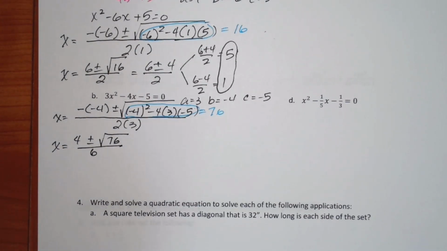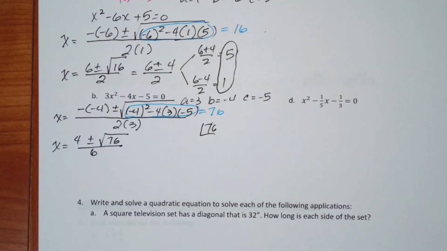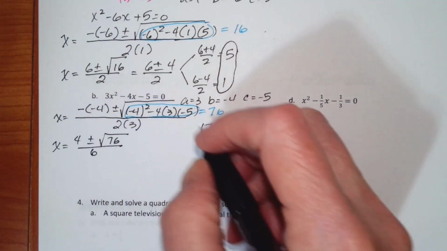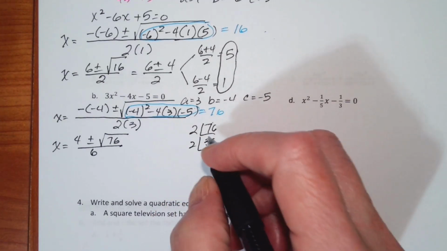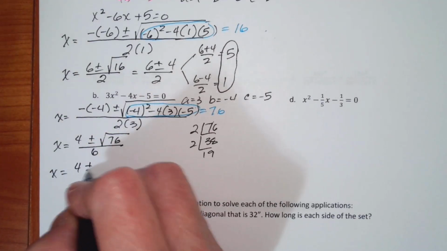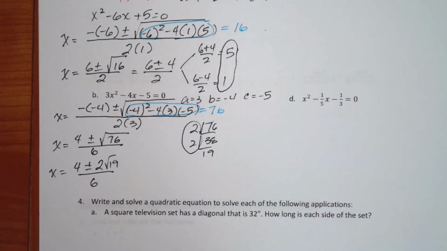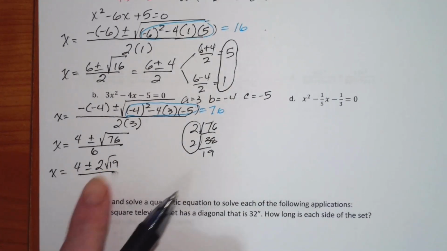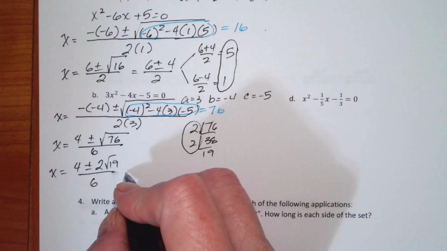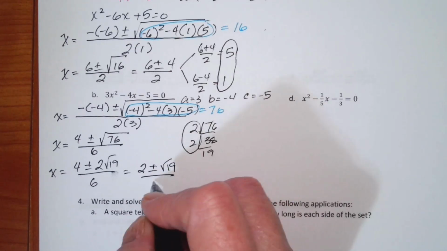All right, so here's what I'm going to have to do on this one. I am going to figure out my breakdown of 76. So 76 is divisible by 2, which gives me 38, which is also divisible by 2, which gives me 19. So this tells me that x is equal to 4 plus or minus 2 root 19 over 6. Okay, now I notice that each of these is divisible by 2. So this becomes 2 plus or minus root 19 over 3.